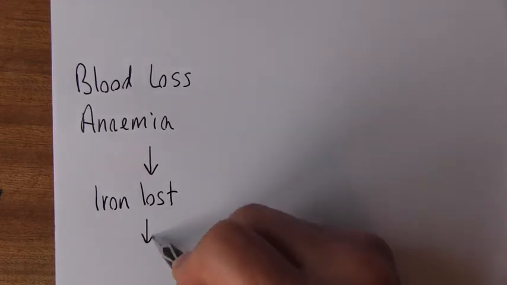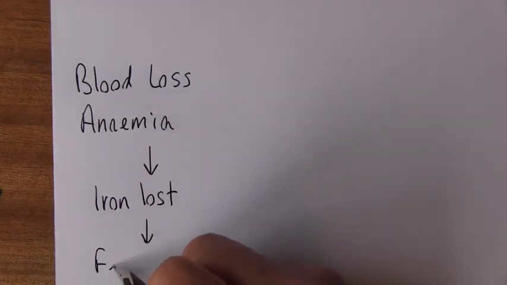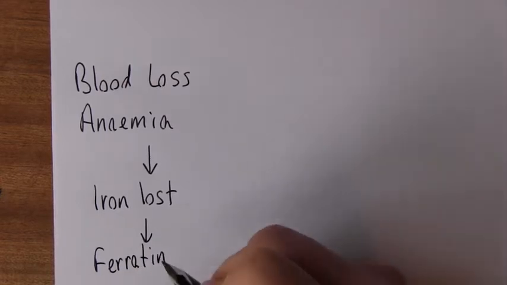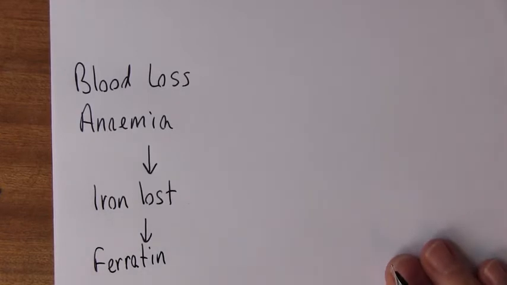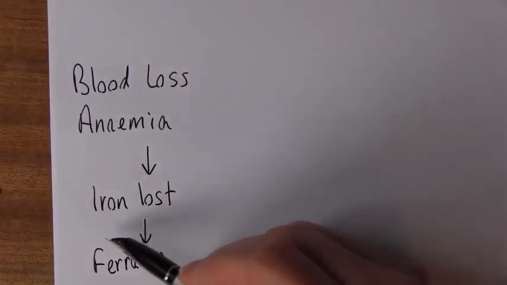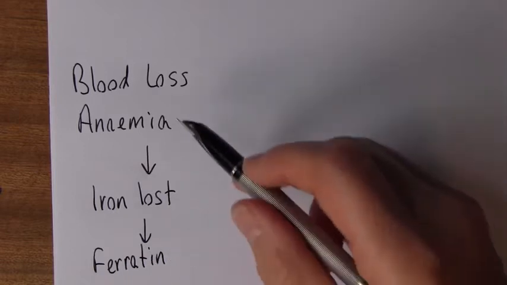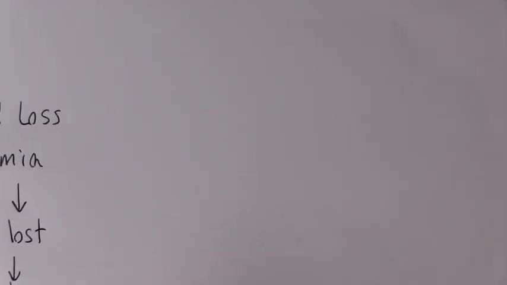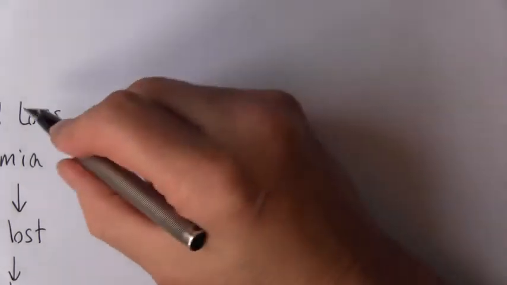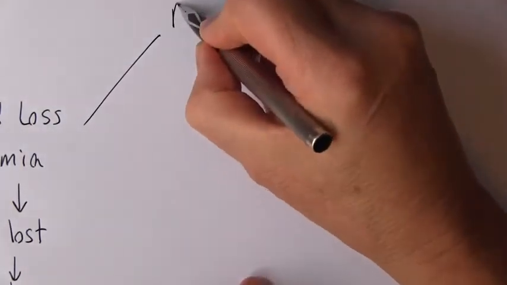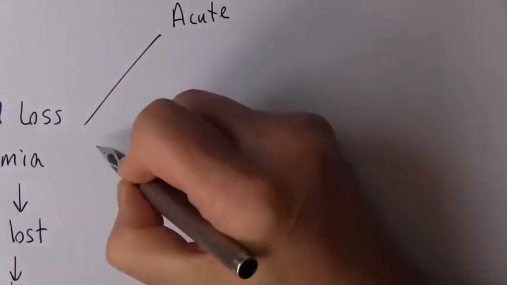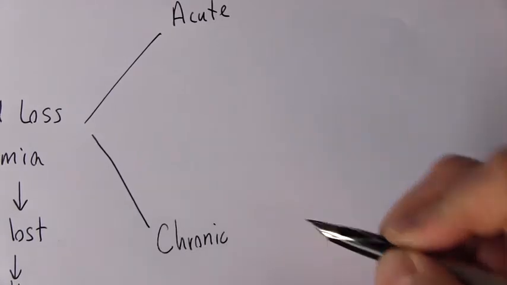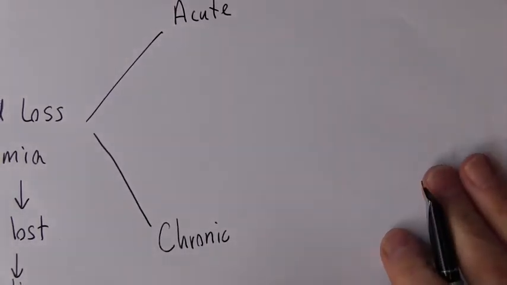And particularly we can test for ferritin. Ferritin is the molecule that stores iron in the body, and these levels will become depleted in blood loss anemia, especially the chronic form. Now, blood loss anemia, we can divide into the acute and we can divide into chronic. Acute and chronic blood loss.